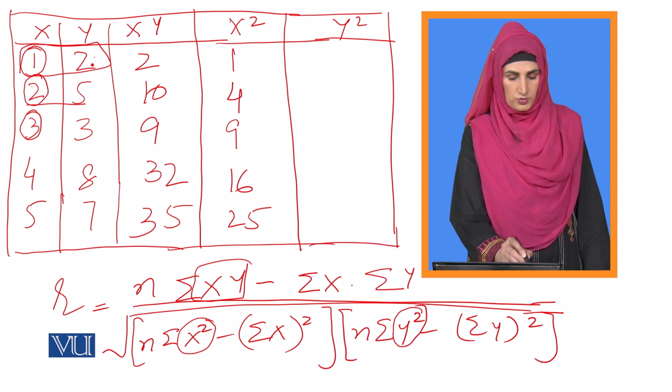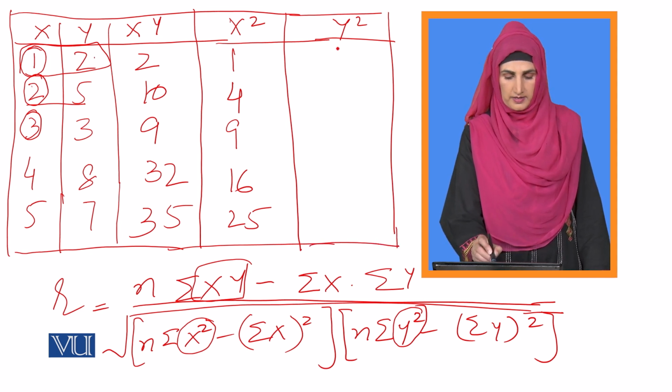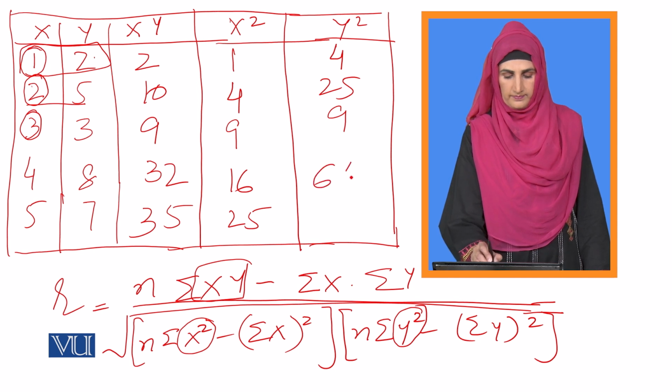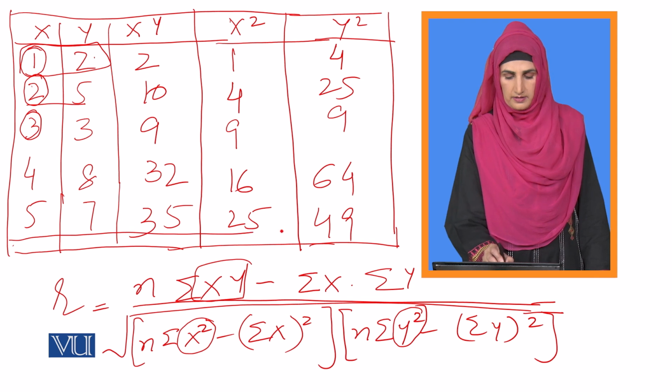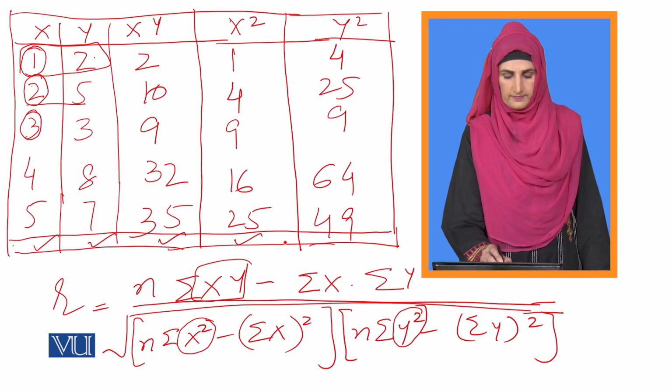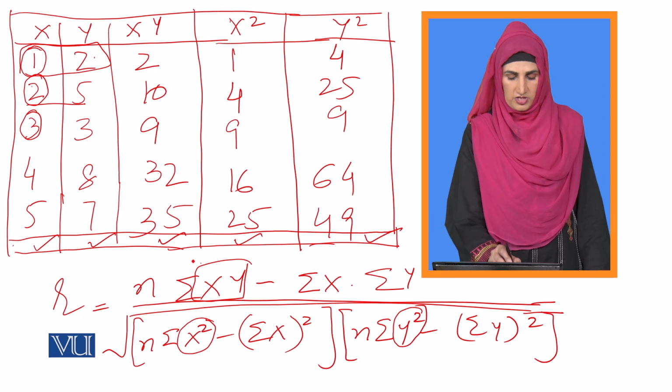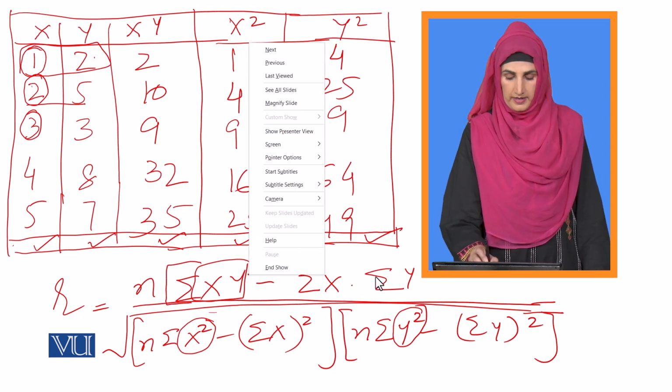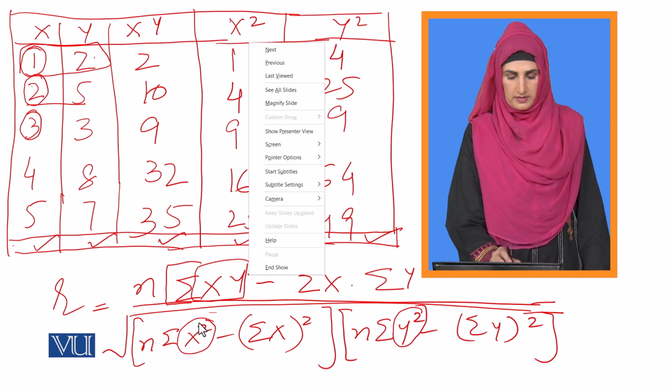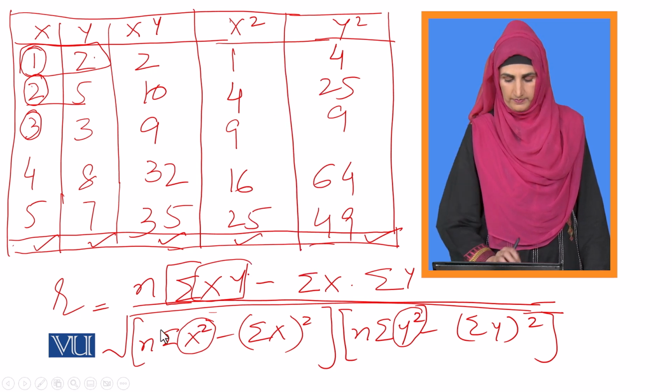One more thing which is needed is y square. So y is 2, 5, 3, 8, 7. Taking the square of these values, we get 4, 25, 9, 64 and 49. Now the next thing is to get the sum of all these columns. Summation means take the sum of the xy column, and summation x square means take the sum of the x square column.